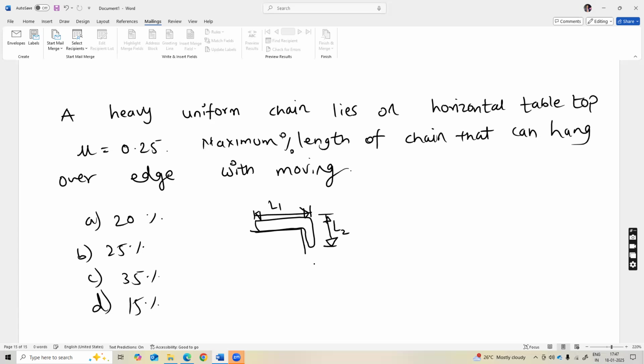So we know that if it is about to start moving, then mu is basically equal to L2 by L1. Here mu is given as 0.25. So it is equal to L2 by L1. So L2 is 0.25 times L1.